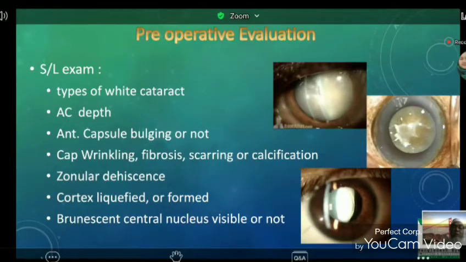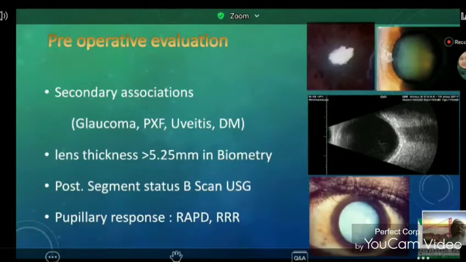Whether the cortex is liquefied or formed, and the pronation central nucleus, whether it is visible or not, and whether there is any secondary association like glaucoma, severe exfoliation, uveitis, diabetes mellitus. And in biometry by IOL Master and other machines, we can see the lens thickness, whether the thickness of the lens is more than 5.25 millimeter.